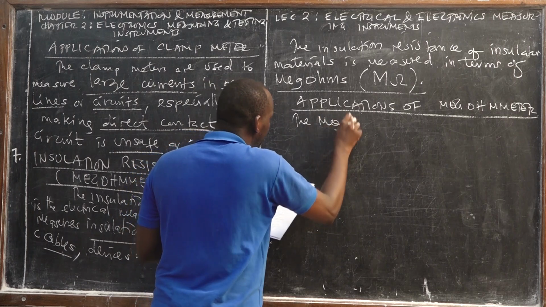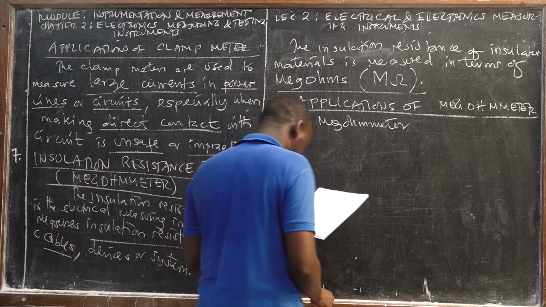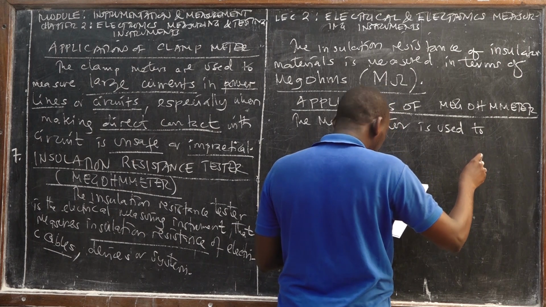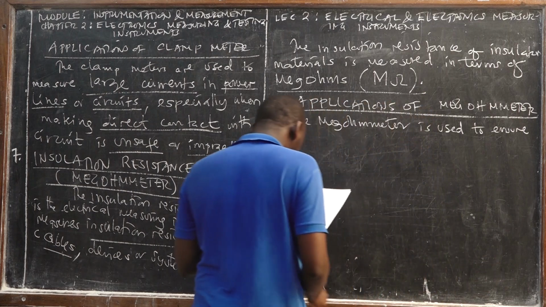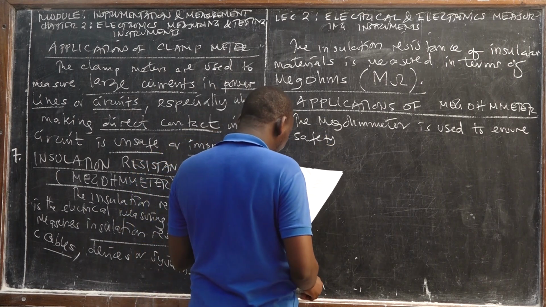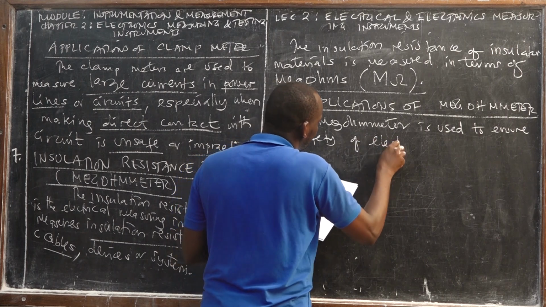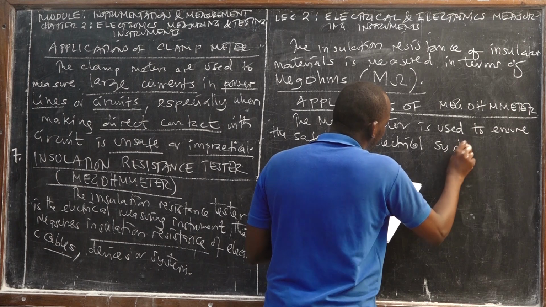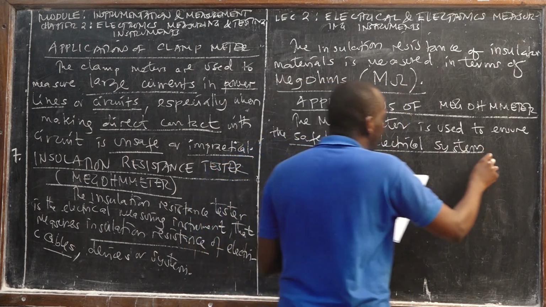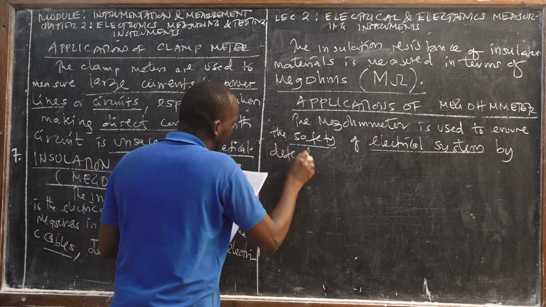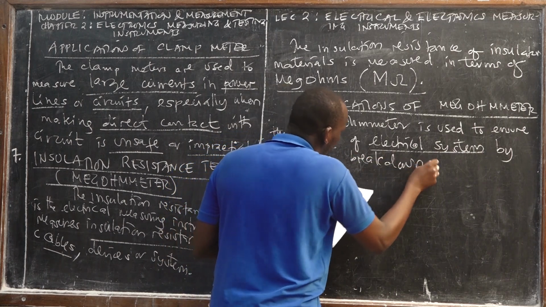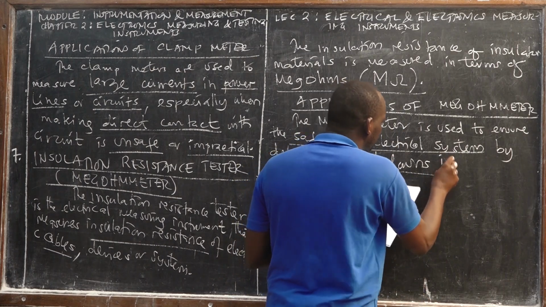So the megohmmeter is used to ensure the safety of electrical systems by detecting breakdowns in insulation.